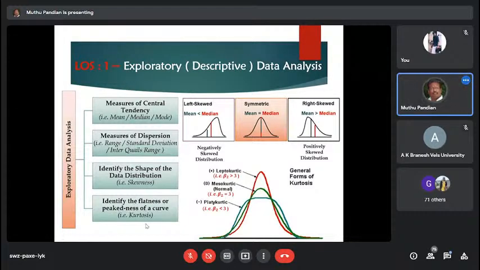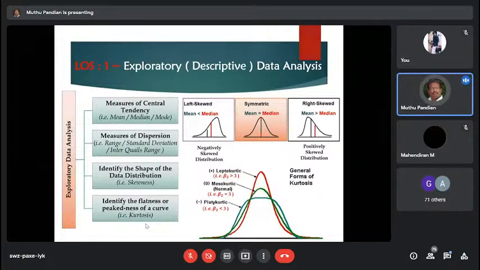The shape of the distribution is called skewness, and the flatness of the curve is called kurtosis. Central tendency means the middle value. What is meant by dispersion? Dispersion means how much each and every observation deviates from the mean value.